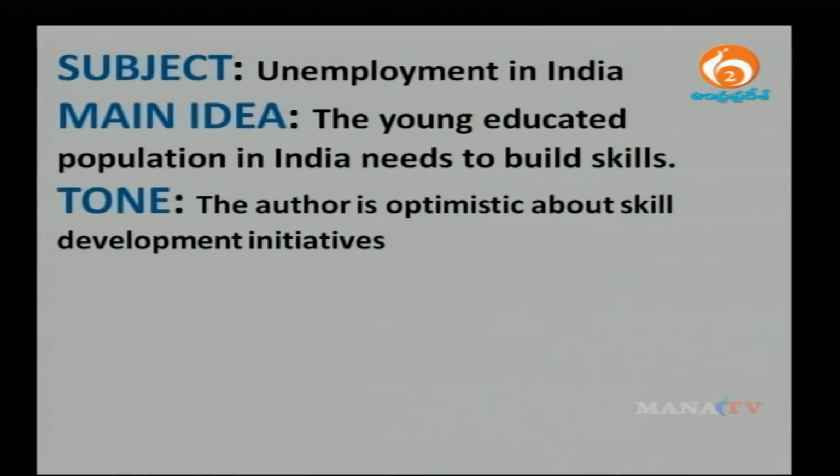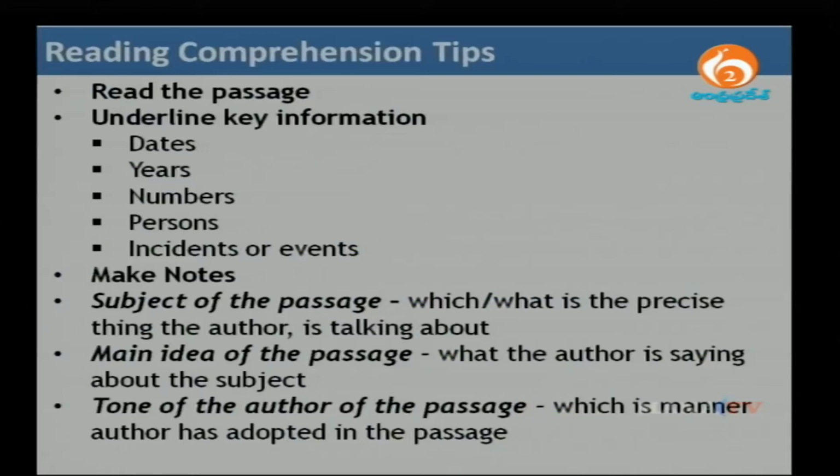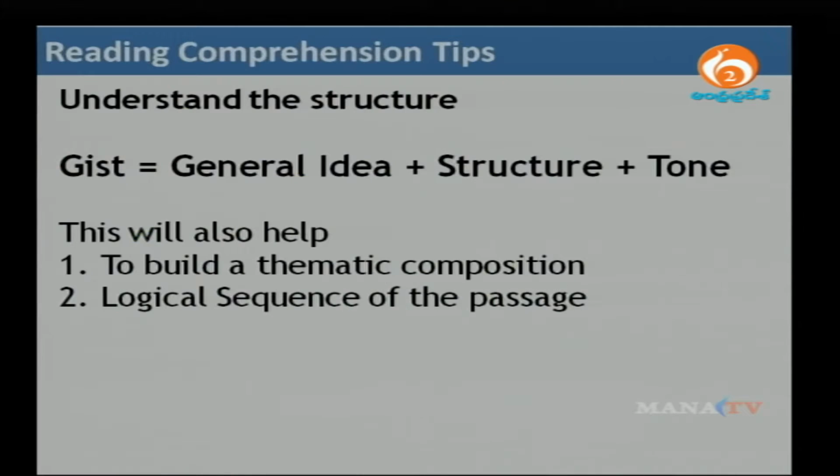So this could be it: the subject is unemployment in India. The main idea says because we do not have enough skills, the young population does not have the required skills, that is why there is unemployment. But the tone says we have a lot of options, a lot of opportunities, a lot of potential. So in case you read a passage, these are the fine lines that you need to pick to understand what is the subject, what is the main idea, and what is the tone of the author.